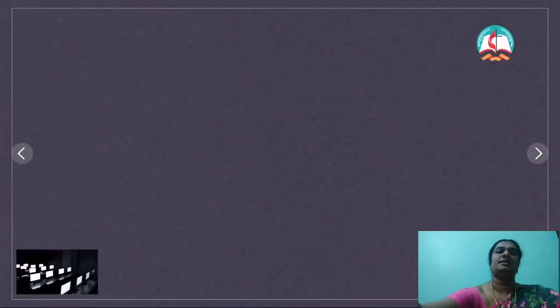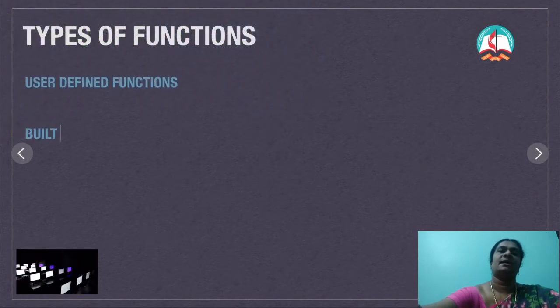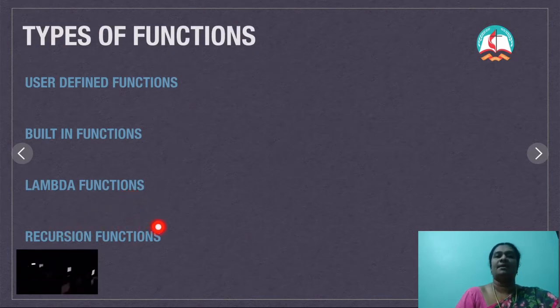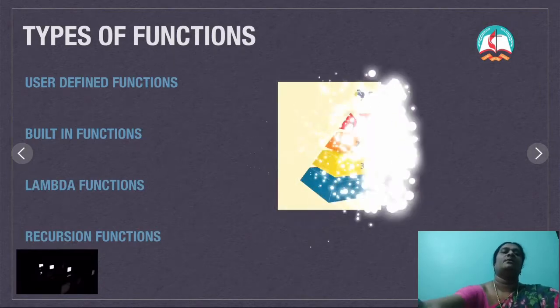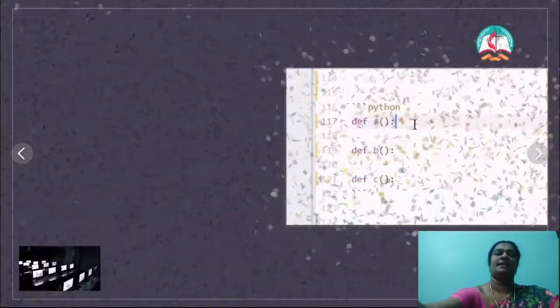Now let's get into the next thing. What are the functions we saw now? And now, types of functions. First is the user defined function, then built-in function, lambda function, and recursive function. We will see them one by one now. So what is a user defined function? When the user defines the function by themselves, that is called a user defined function. Let's see it in detail.